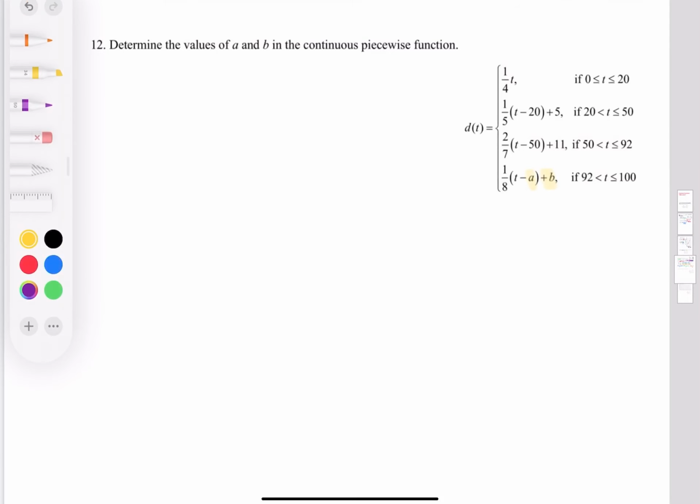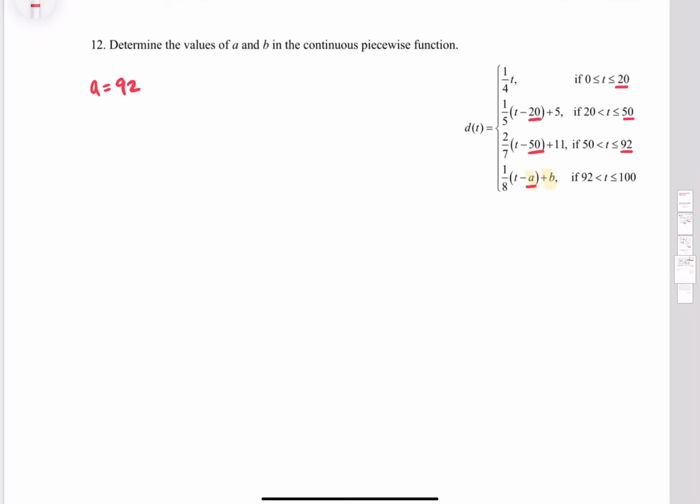So I typically ask my students to investigate what's going on here, if they see any patterns. And one of the first things that my students typically notice is that we have a pattern here. We got 20 and 20. We got 50 and then 50. We got 92, which means A is 92. Now, why is that happening? Well, it's happening because this is a continuous function, meaning that it's continuing off from the last piece.